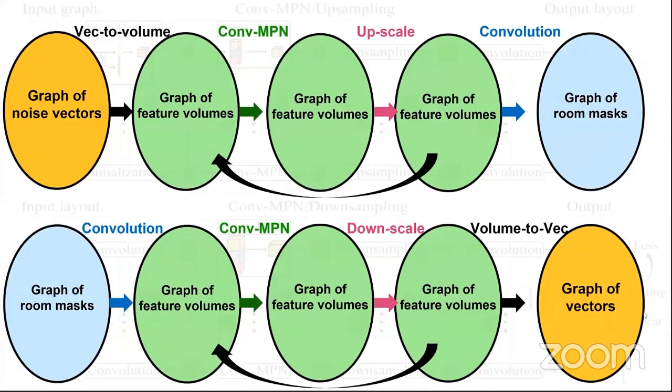So this again looks a bit complicated, but if you make it high level, it's very simple. The orange one, this is a graph of noise vectors to start. It's a graph of vectors at the end. So symmetric, beautifully, the generator and discriminator. In the middle is the feature volume, a graph of feature volume representation for ConvMPN and upsampling, downsampling. Then this is our representation of a floor plan, a graph of room masks.